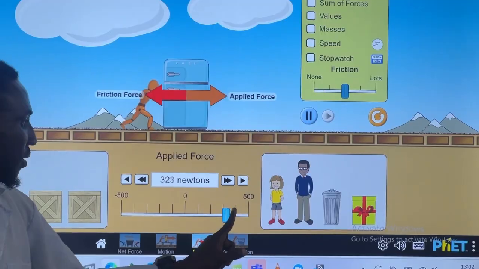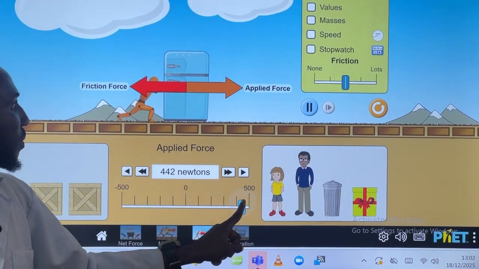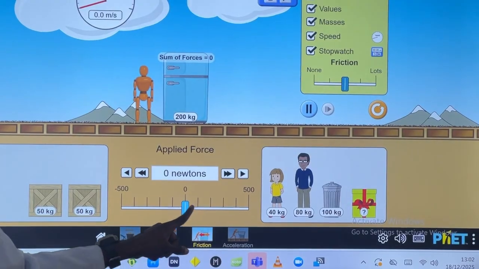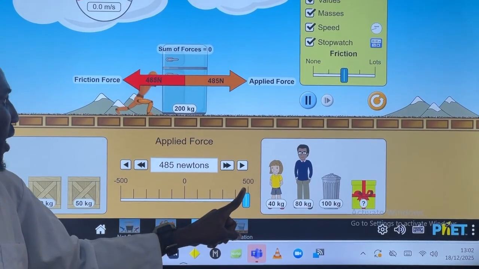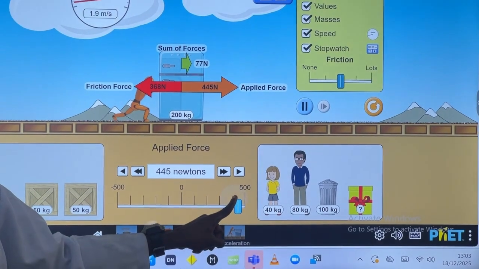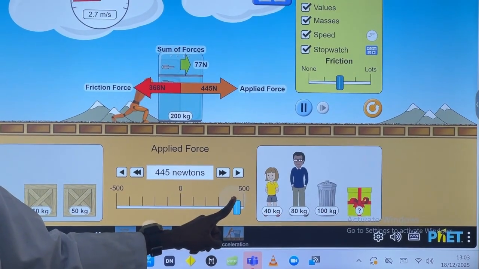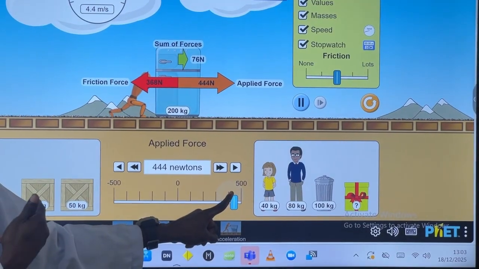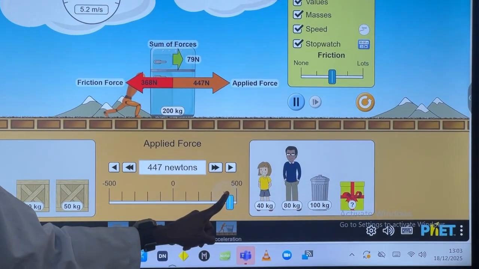Now we have, let me show them again. Okay, so look at this. Now you can see that the net force is 77 Newton. The applied force is 445 Newton. The frictional force is 368 Newton.